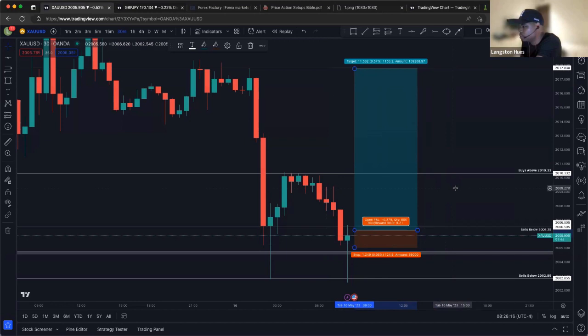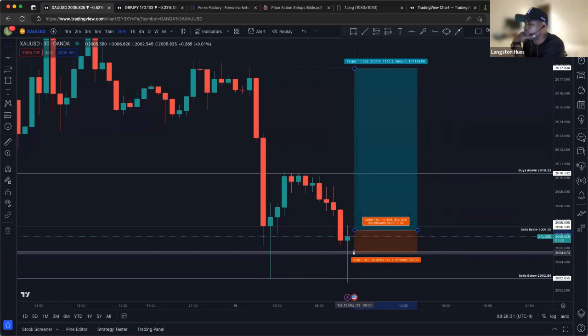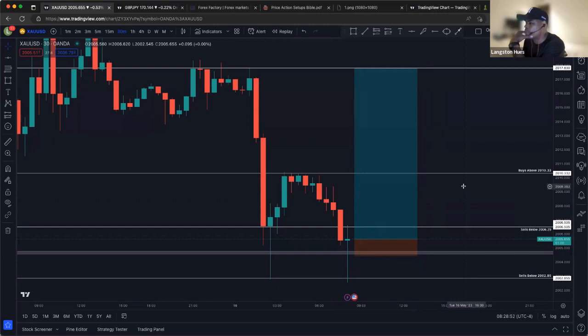Okay, looking at this low here. About 12, I'm gonna go about 16. Make my lot size according to just below here, actually 15 pips. So market entry would be here. I'm gonna wait a bit. Okay, I'm gonna take a market entry now.